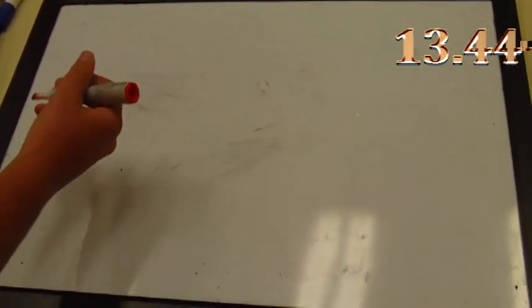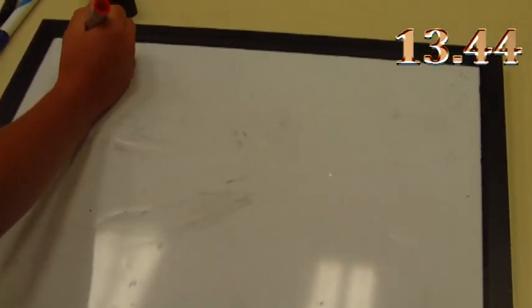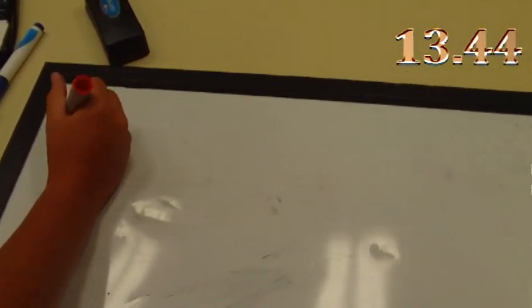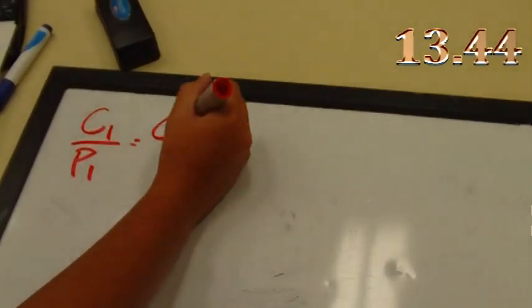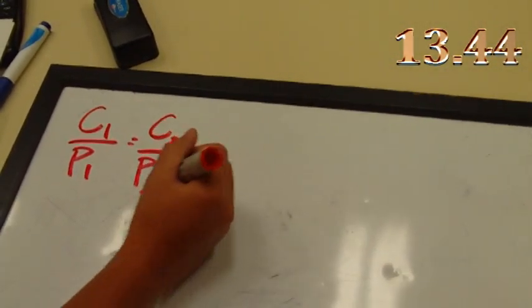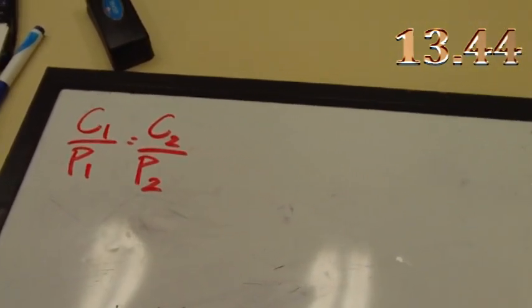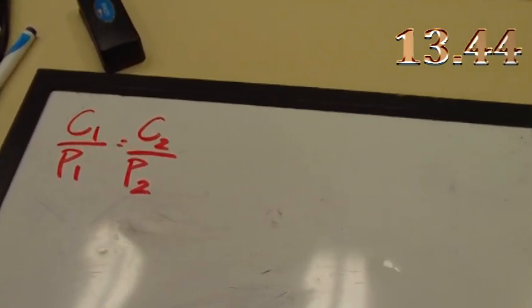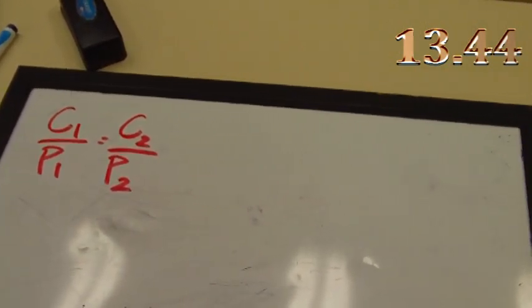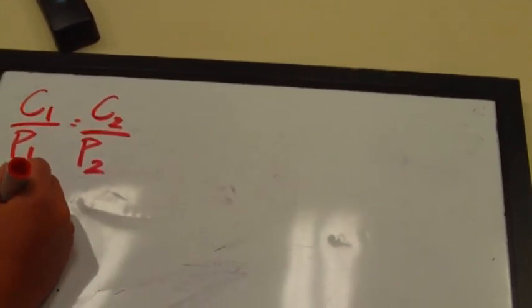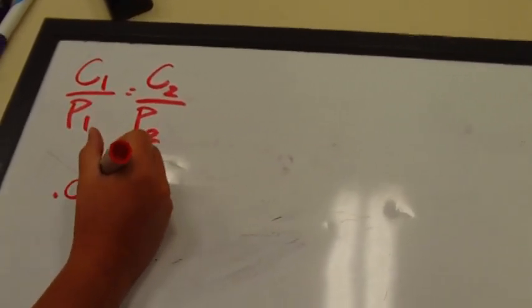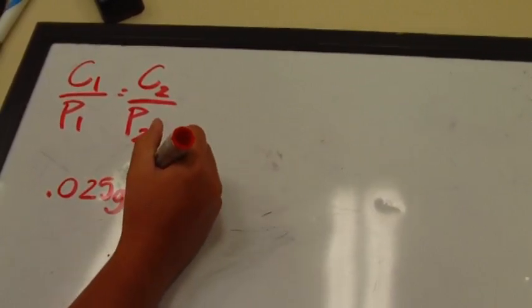For this question, we're going to want to use something called Henry's Law, which can be written one of two ways. We're going to want to address it using C1 over P1 equals C2 over P2. And the C represents the concentration, and the concentration of a gas in a liquid at any given temperature is directly proportional to the partial pressure of the gas over the solution. So in this problem, the concentration given is 0.025 grams per liter.